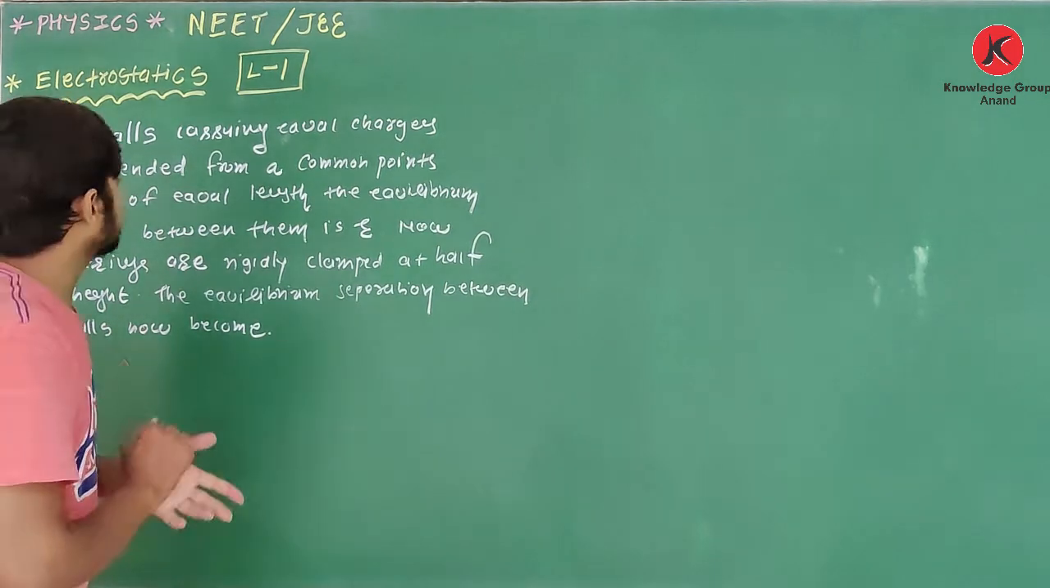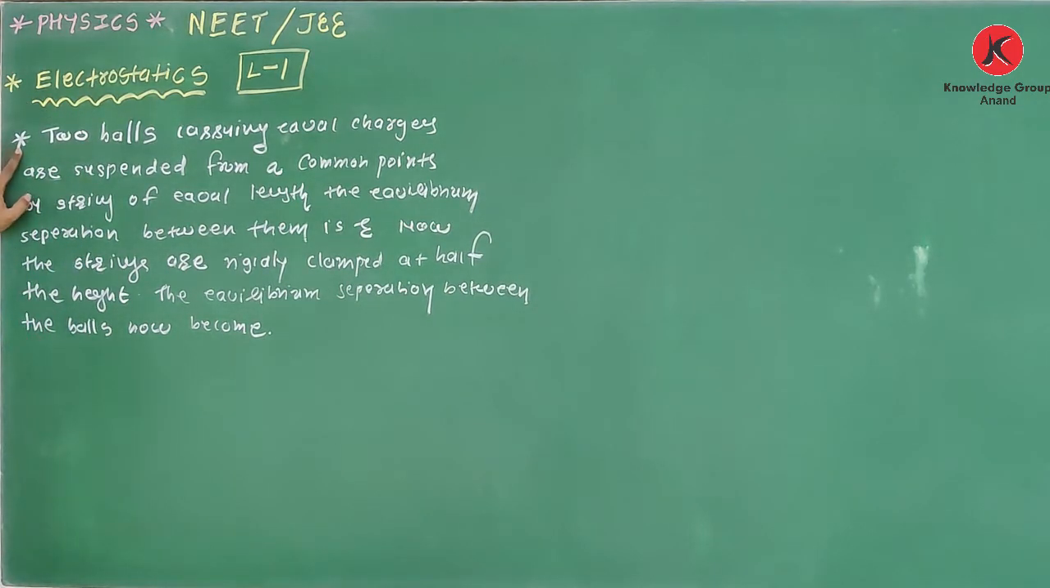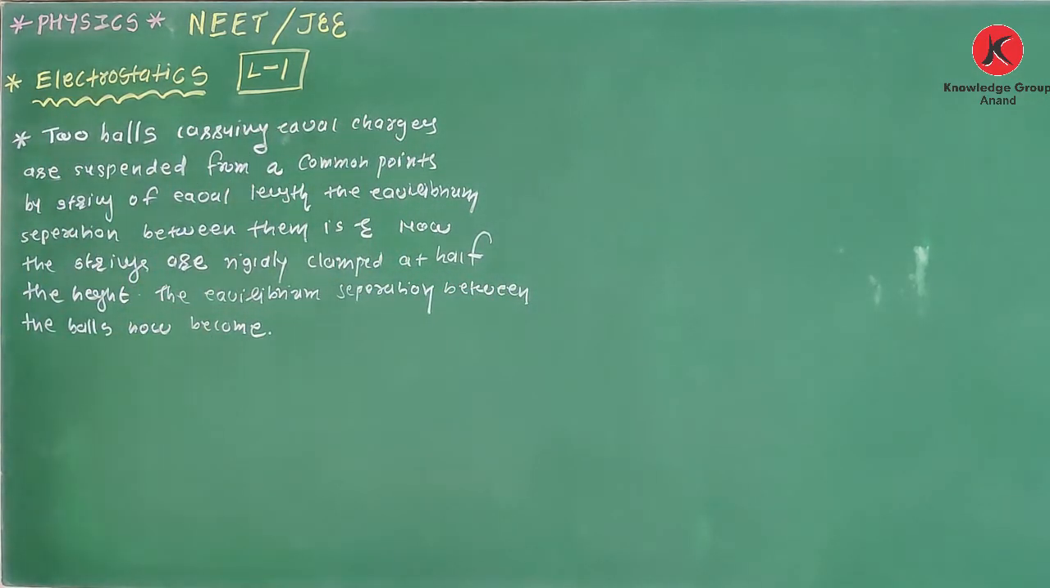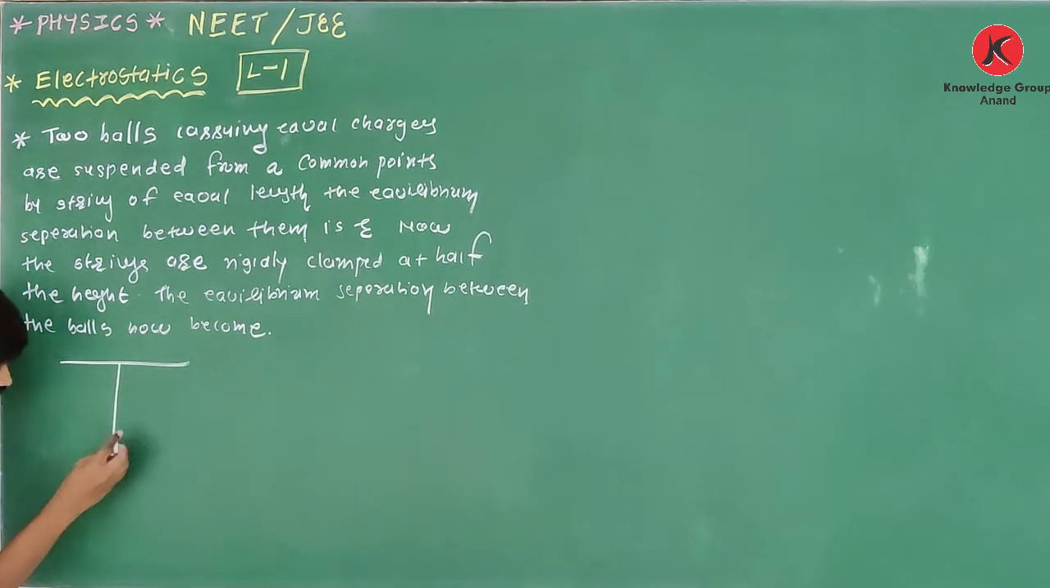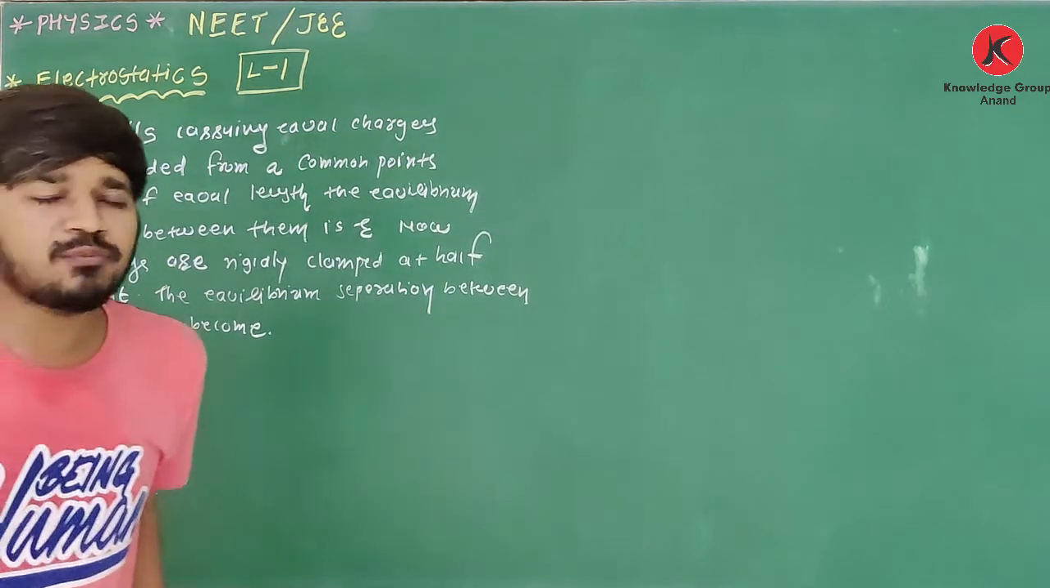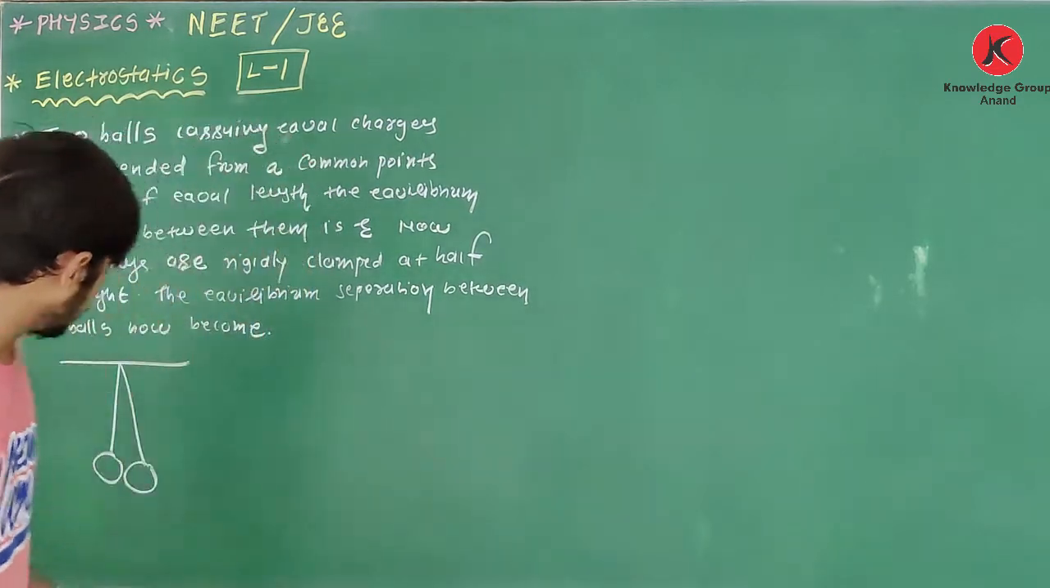Now next question. See, two balls carrying equal charges are suspended from a common point by strings of equal length. The equilibrium separation between them is R. Now the strings are rigidly clamped at half the height. The equilibrium separation between the balls now becomes what? See what the question is. Two balls carrying equal charges are suspended from a common point. For example, we have two balls like this. If initially there is no charge on them, no charge means no electrical force, so they will hang like this.